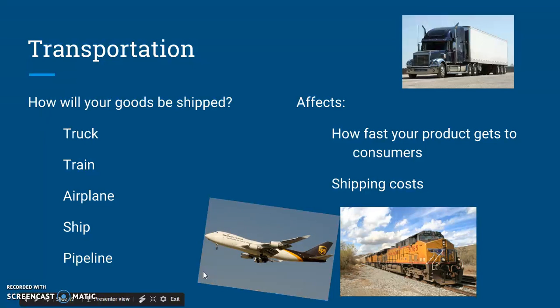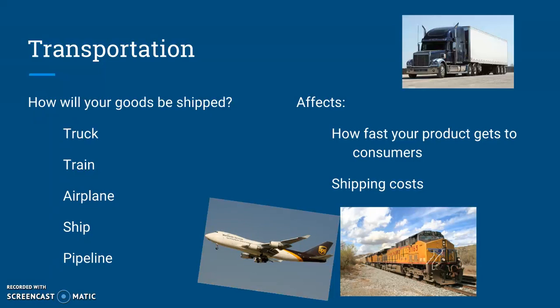All right, transportation. How will your goods be shipped? Obviously, there's a number of different possibilities: air, rail, and truck. So if we take a look, truck, train, airplane, ship, and even pipeline, this is going to affect how fast your product can get to the consumer.